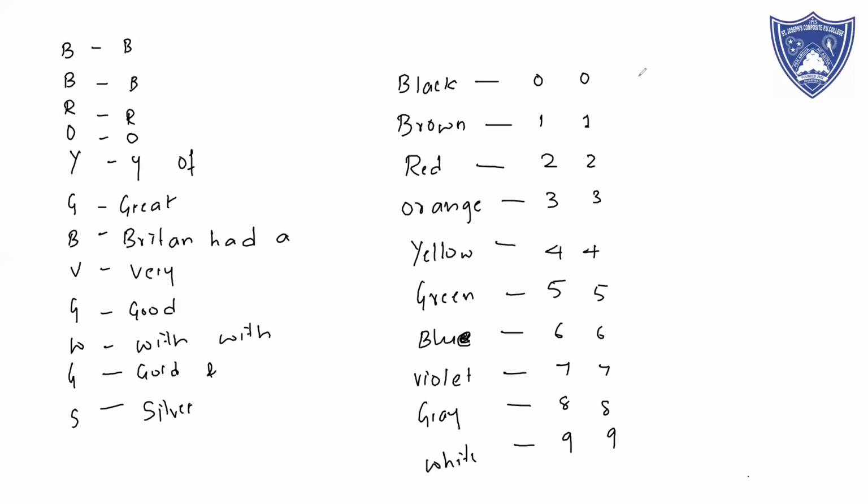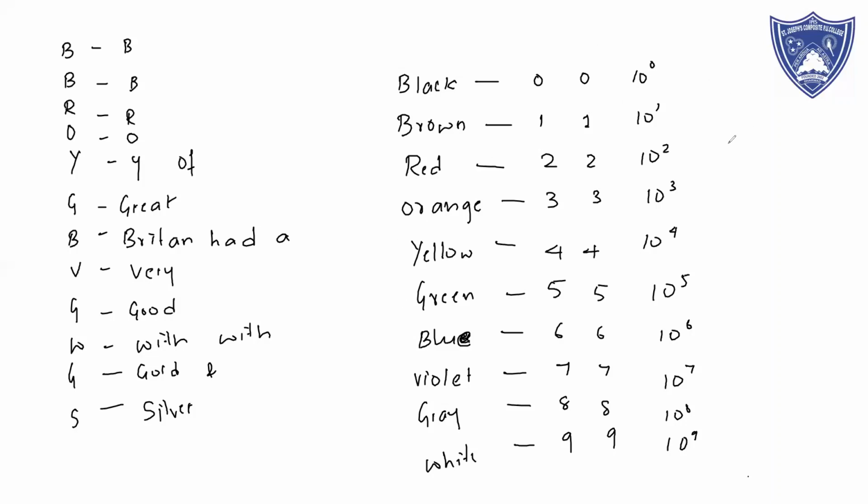Next comes the multiplier: 10 raised to 0, 10 raised to 1, 10 raised to 2, 10 raised to 3, 10 raised to 4, 10 raised to 5, 10 raised to 6, 10 raised to 7, 10 raised to 8, and 10 raised to 9. These digits are very easy to understand. It starts from 0 and ends at 9. But the order of the colors is very important. Don't jumble the order of the colors, okay? You will get the wrong value. Remember this: B.B. Roy of Great Britain had a very good wife with gold and silver, and you can easily write the colors. Okay, don't change the order.